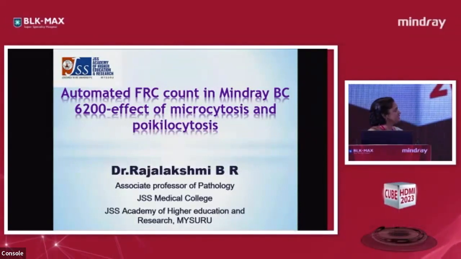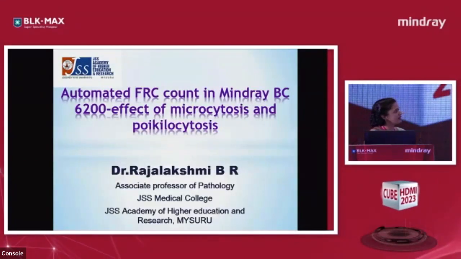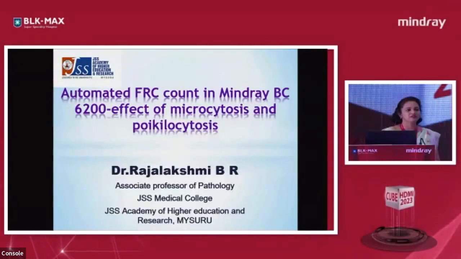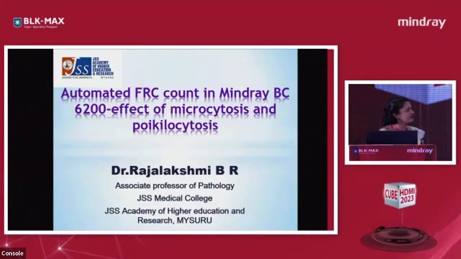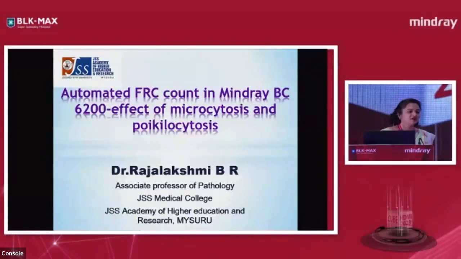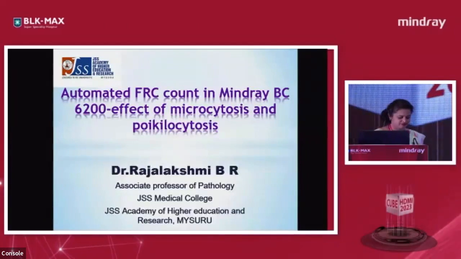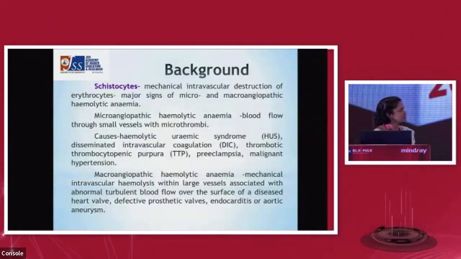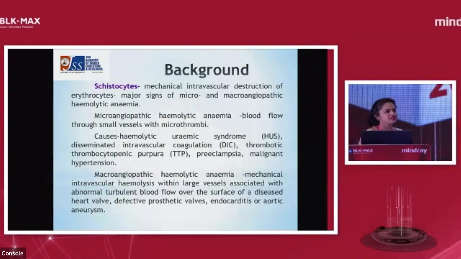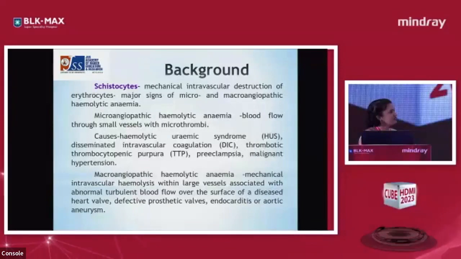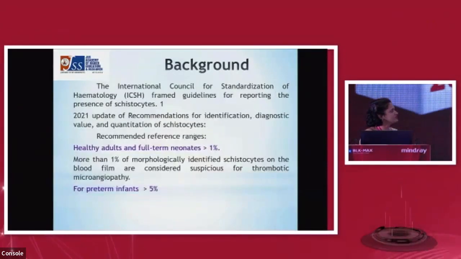So today I am presenting automated FRC count in Mindray BC 6200. That is the instrument we have in our institute. So here the study was to evaluate the effect of microcytosis and poikilocytosis on the automated counting, that is automated FRC count in the Mindray analyzer. So schistocytes, which are formed after mechanical intravascular destruction of erythrocytes, are major signs of micro and macroangiopathic hemolytic anemia. All of us know the causes of micro and macroangiopathic anemia, so I'll just move on to the next slide.